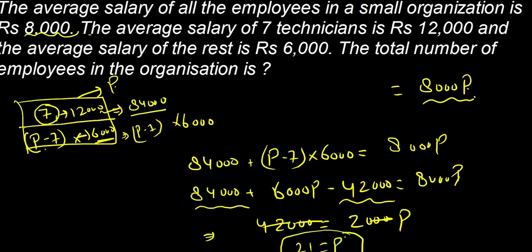21 people are there. So what should be the answer? The total number of employees in the organization? So 21 people were there. Okay, let's come to the next problem.